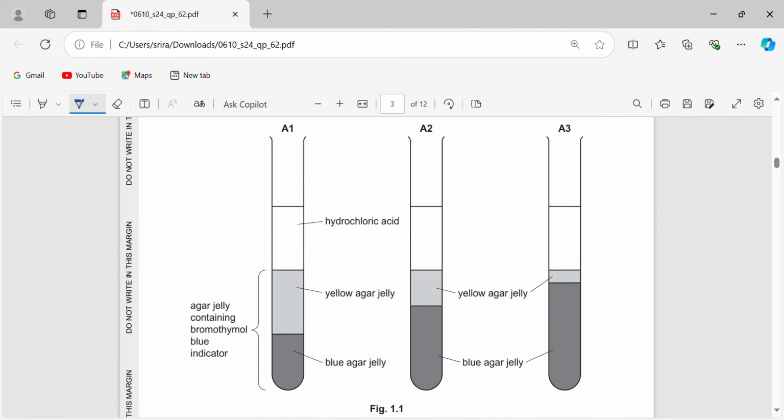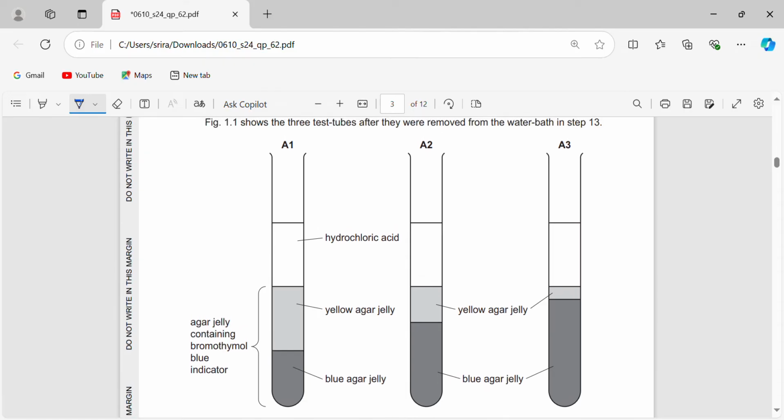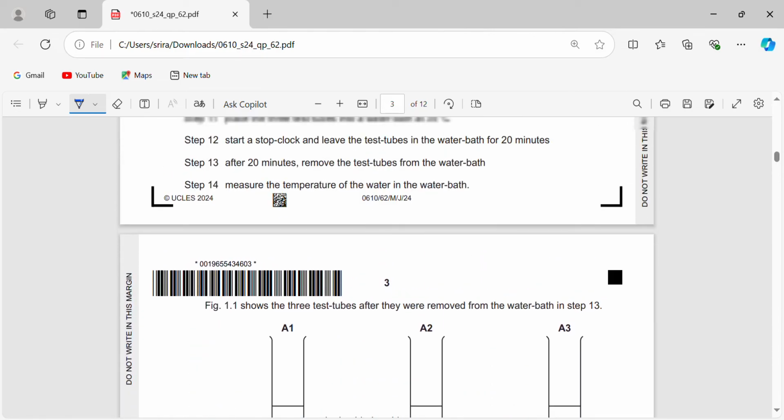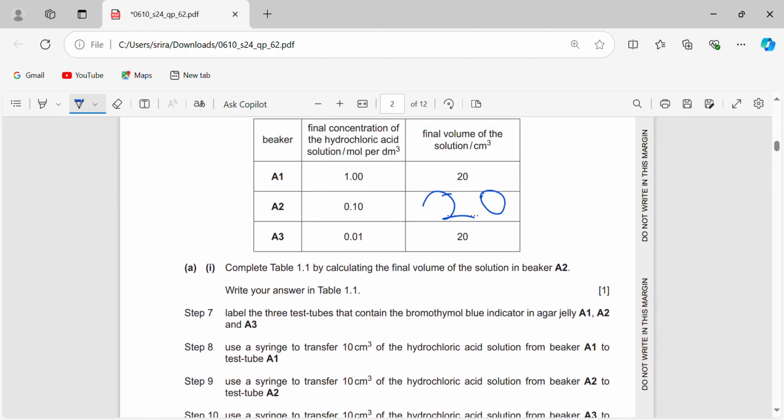Here we have our tables. They're asking us to measure the height of the yellow agar jelly in each test tube shown in figure 1.1. This is an important point, and prepare a table and record the results. Here we had to include the measurements and the final concentration of hydrochloric acid. The final concentration of hydrochloric acid is already given here, so we don't need to mind. We just need to copy it from here.